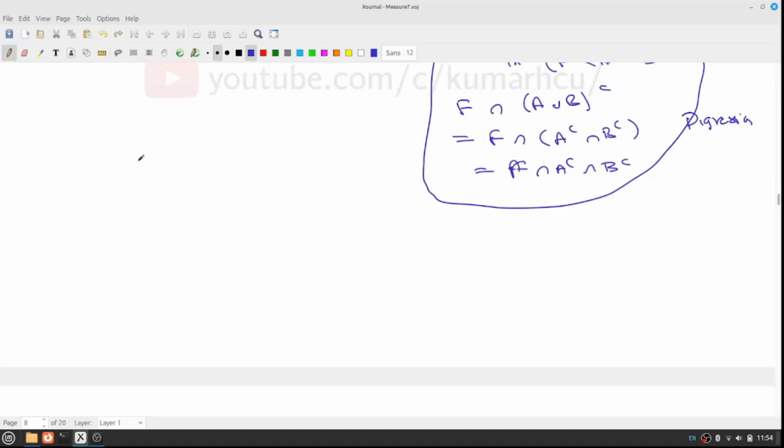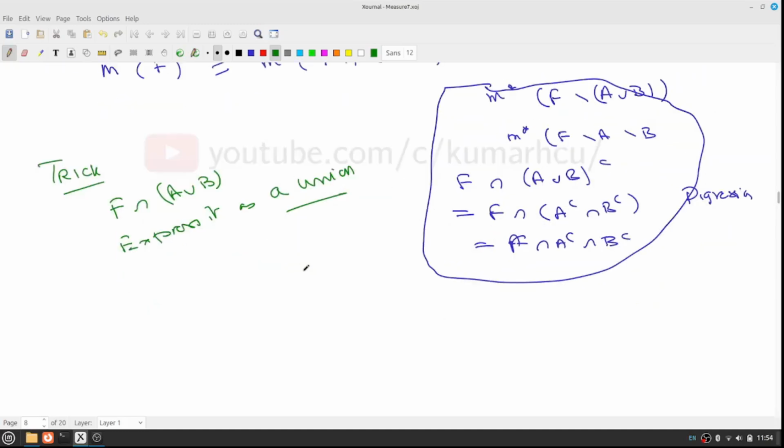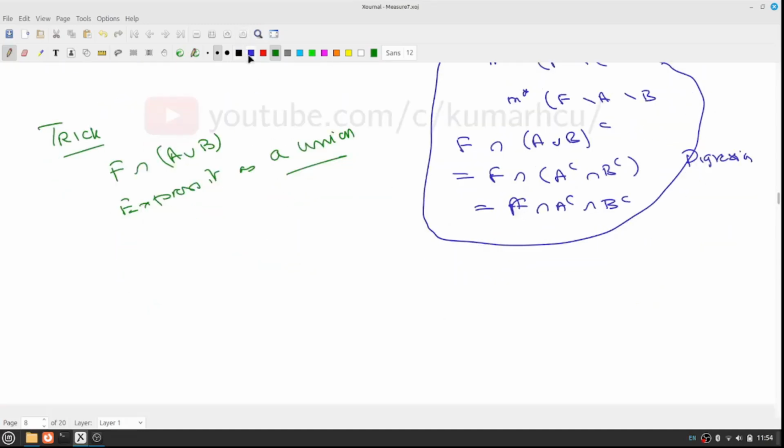So the trick is, this is the important trick. Let me write. The major trick is to express F intersection A union B as a union, to which I can apply the measurability of A and measurability of B. Remember this. I am going to give the picture. The picture is going to make life easy.